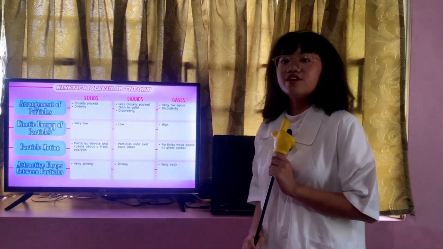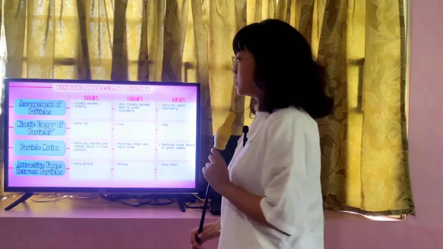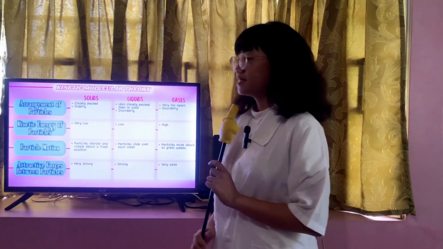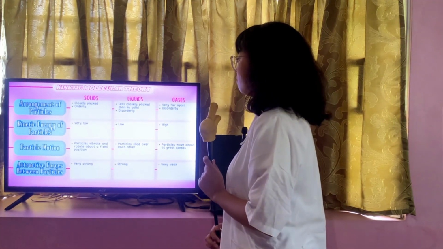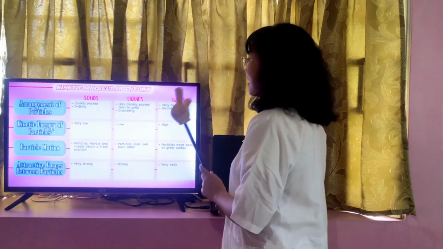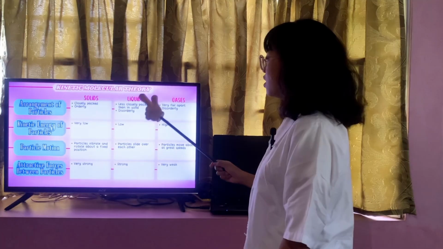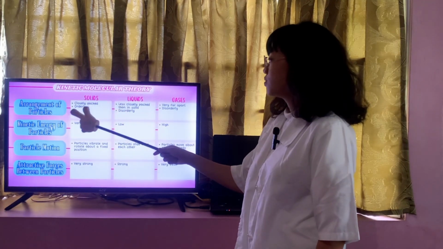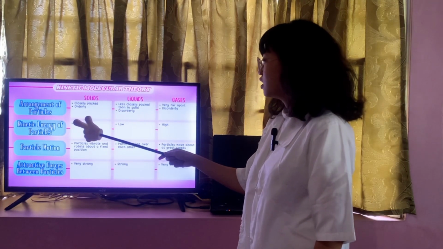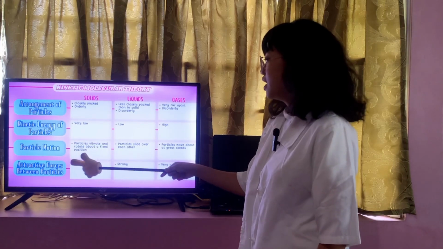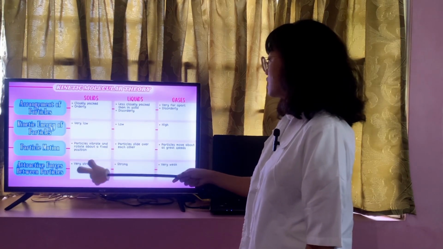Now, since we're nearly ending our lesson for today, here is a summary of some of the concepts that we have tackled in this lesson. So, with kinetic molecular theory, we can study the arrangement of particles, kinetic energy of particles, particle motion, and attractive forces between particles in solids and liquids.